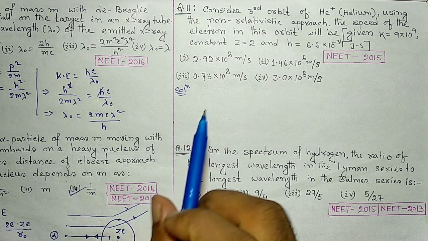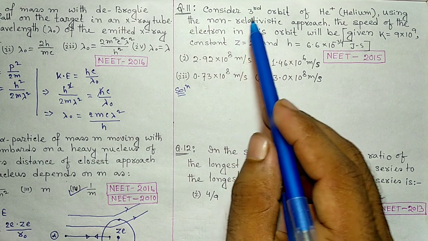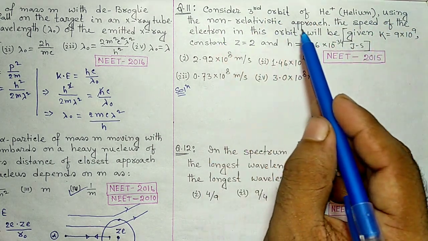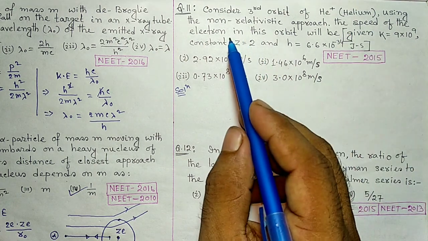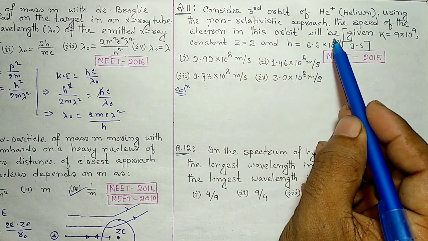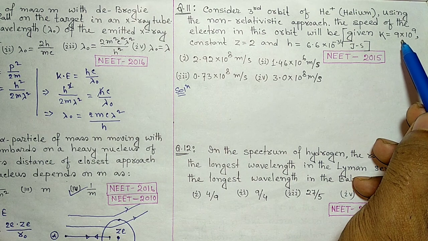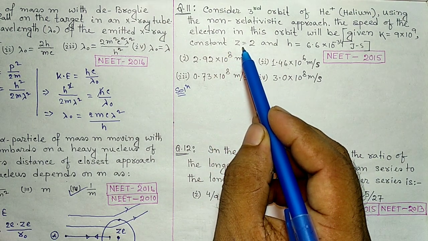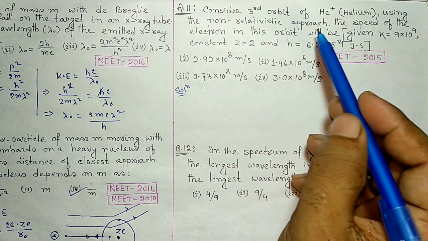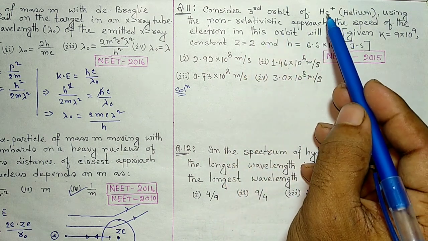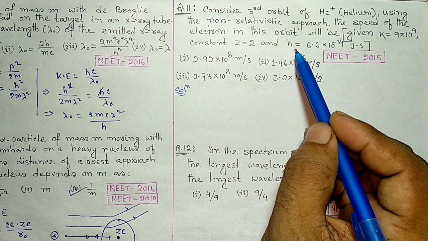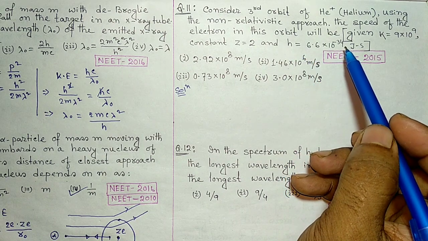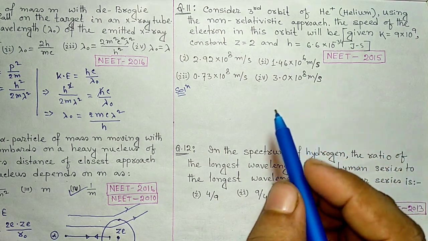Next is question number 11. Consider the third orbit of helium using the non-relativistic approach. The speed of the electron in this orbit will be given by? k equals 9 into 10 to the power 9, Z is the atomic number of helium, and h, Planck's constant, is 6.6 into 10 to the minus 34 joule second. So let's see the solution.